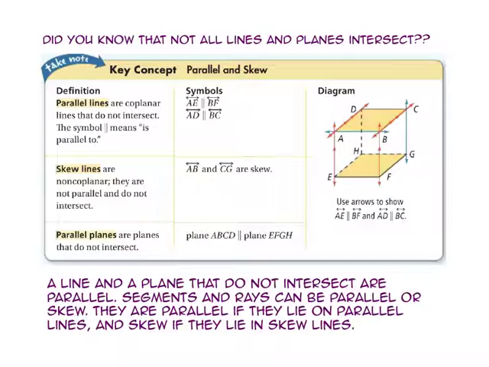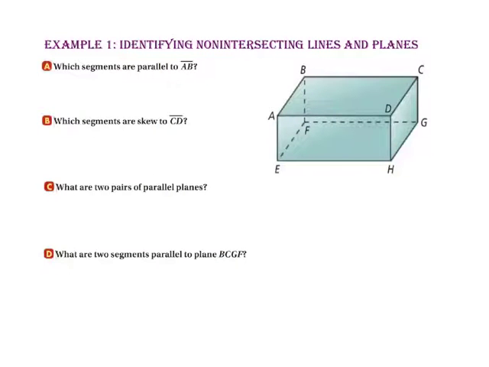A line and a plane that do not intersect are parallel. Segments and rays can be parallel or skew. They are parallel if they lie on parallel lines, and skew if they lie on skew lines. In example 1, we will identify non-intersecting lines and planes. For part A, which segments are parallel to segment AB?